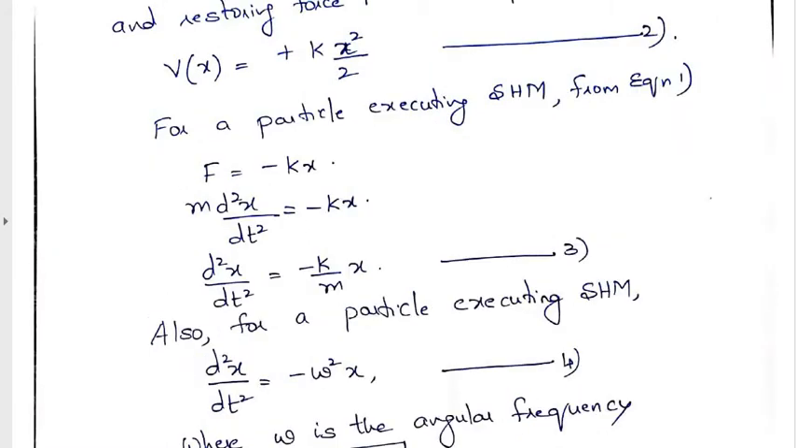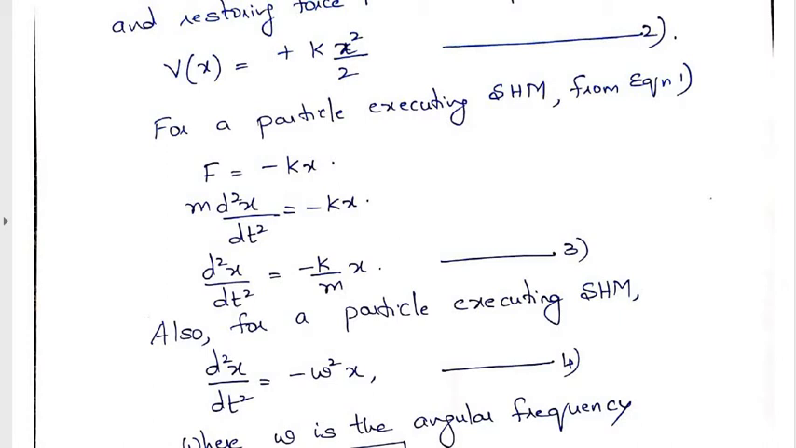So this is for a particle executing simple harmonic motion. We also have F equal to minus kx. From Newton's second law of motion, F is equal to mass into acceleration. So we write acceleration as d square x by dt square. So m into d square x by dt square is equal to minus kx, or d square x by dt square is equal to minus k by m into x.